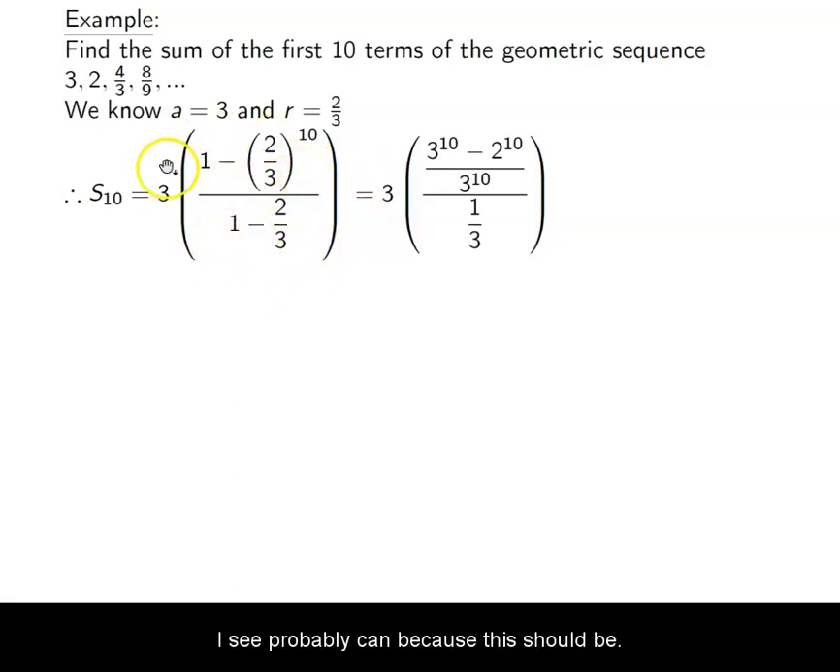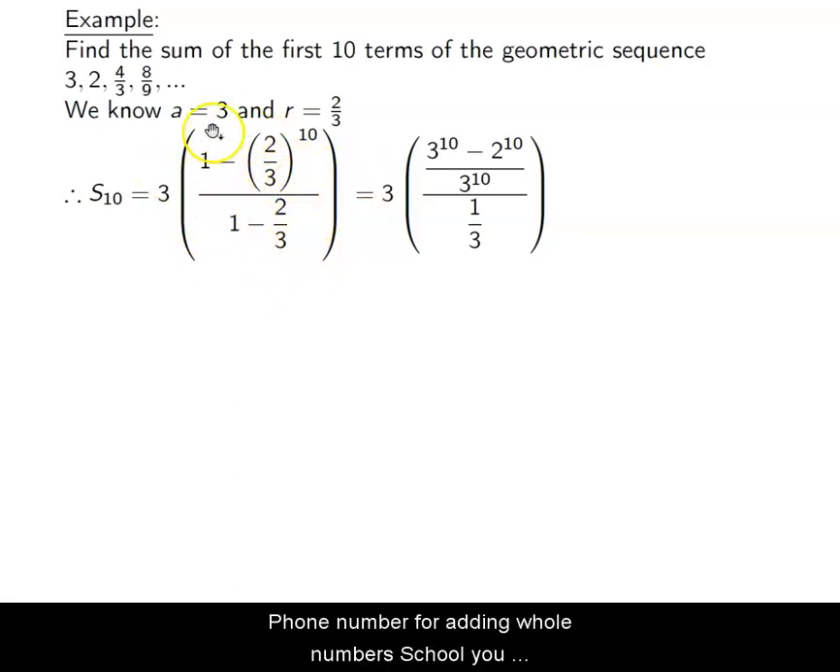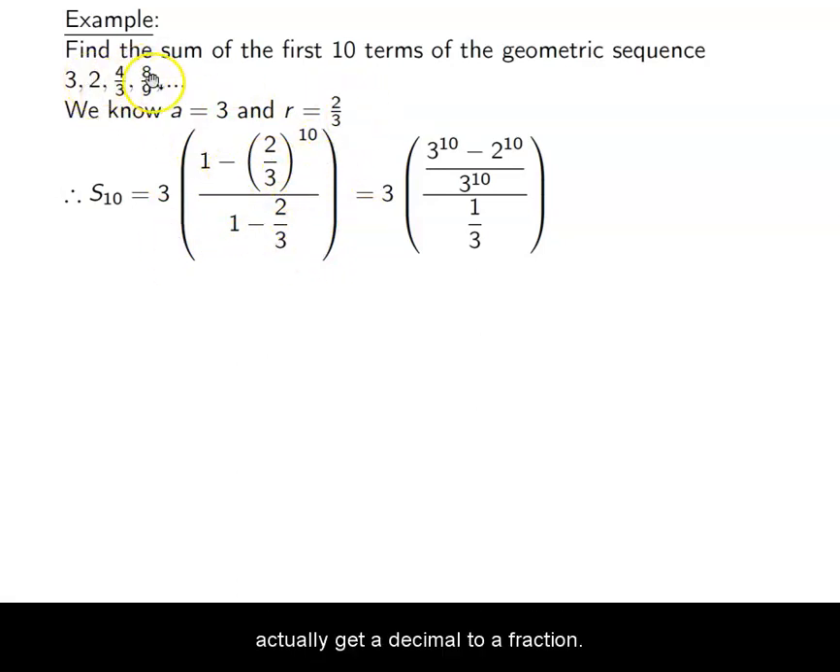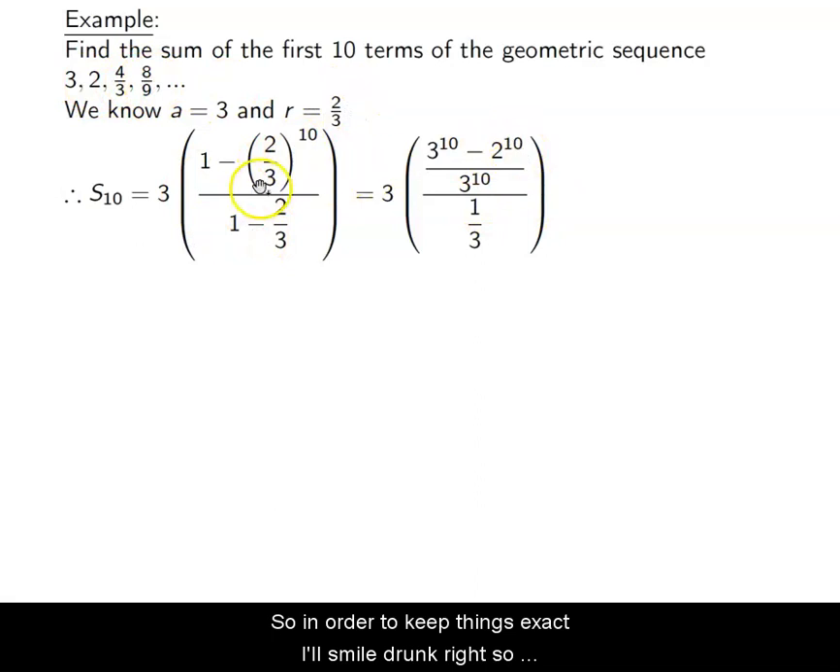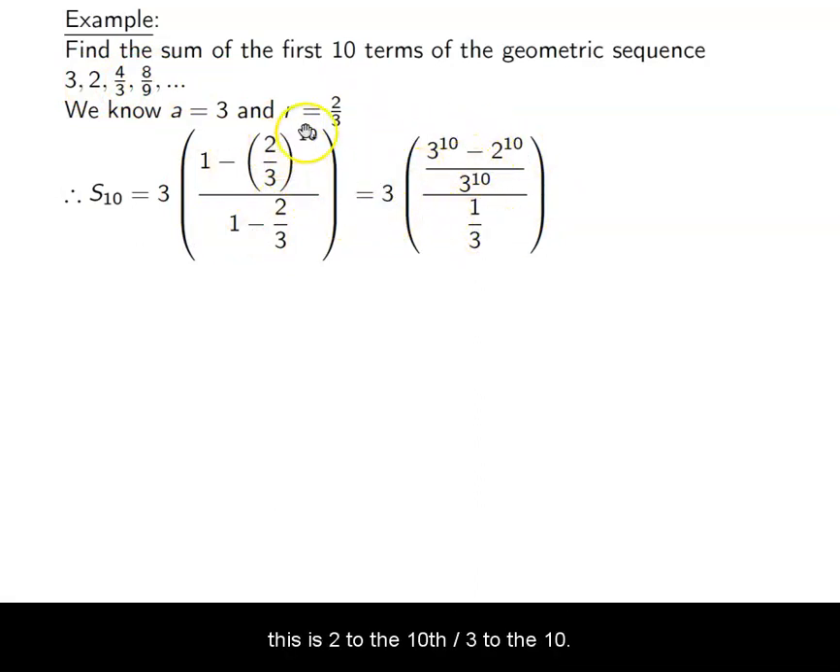Actually, you probably can, because this should be a whole number, because we're adding whole numbers. Well, you'll actually get a fraction, right? So I'm adding a bunch of fractions together. So in order to keep things exact, I'll do some algebra, right? So this is 2 to the 10th over 3 to the 10th. That means 1 can turn into 3 to the 10th over 3 to the 10th. So this is my common term.